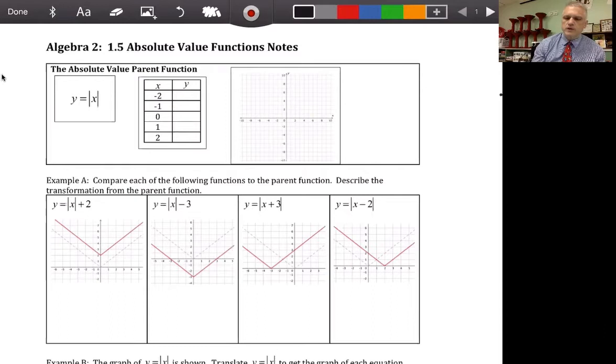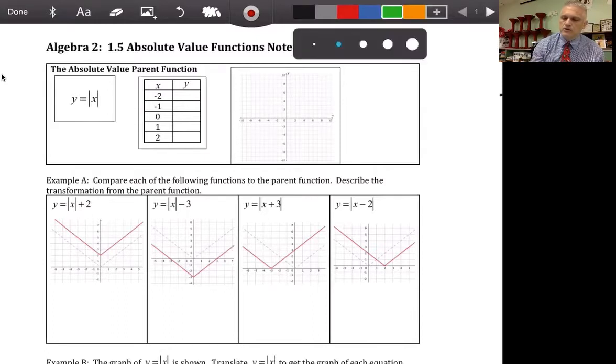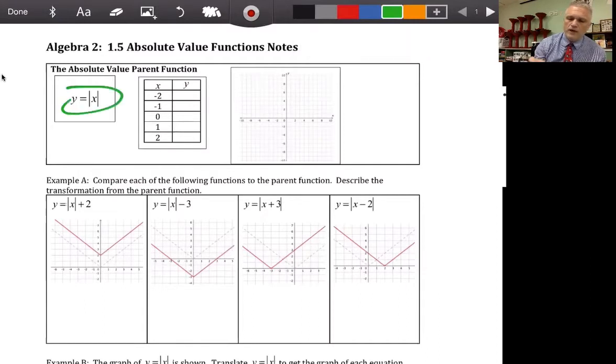Absolute value equations, as many of you will remember, look like a V. If we graph the parent function of the absolute value equation, which is just y equals the absolute value of x, let's make a chart first. When x is -2, the absolute value of -2 is 2. The absolute value of -1 is 1. The absolute value of 0 is 0. The absolute value of 1 is 1. And the absolute value of 2 is 2.